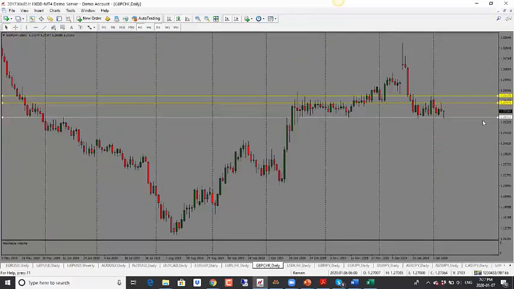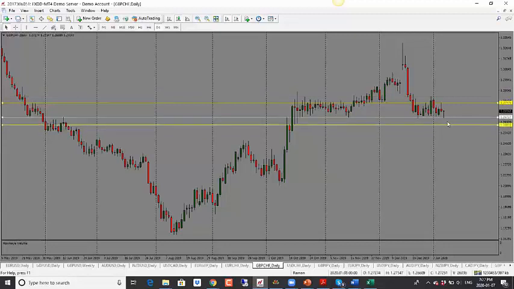So I will look for a move back towards 1.2670 here in order to test that level. And then if it does manage to go through that level, then 1.2600 will be the next target. So bearish bias here for pound Swiss franc.